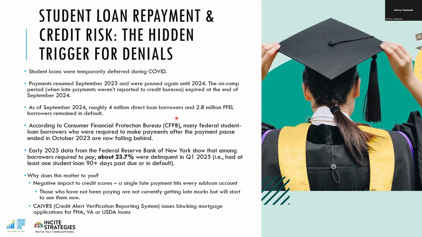Now, another thing to be aware of is student loan servicers don't report delinquency until 90 days past due. So by the time it pops up on someone's credit report, it's already a severe delinquency.